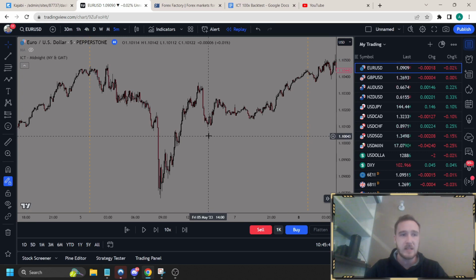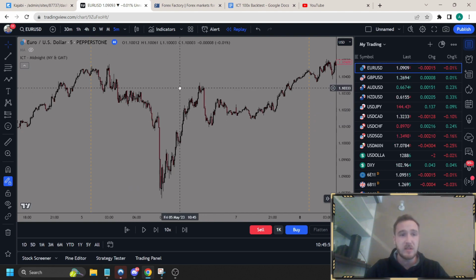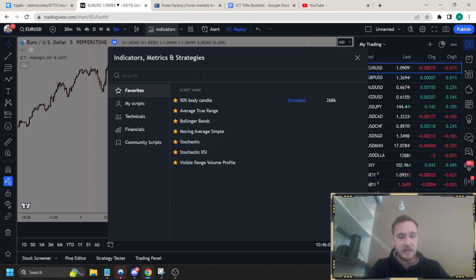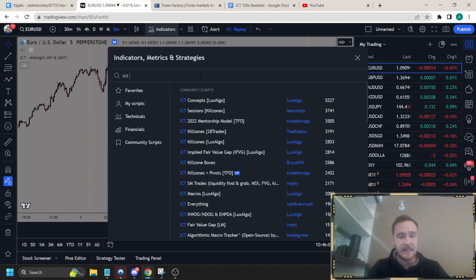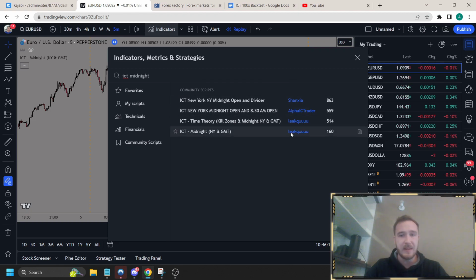I'm going to do a back test on Euro USD. Maybe I do some on gold, silver, NASDAQ, and the pound yen, but we'll talk about that in a second. The first thing that you're going to want to consider doing is adding the indicator on your TradingView. So you go to indicators. The one that I saw everybody talking about was ICT Midnight, and it's this one with Liku 160. That's the one that I was getting.